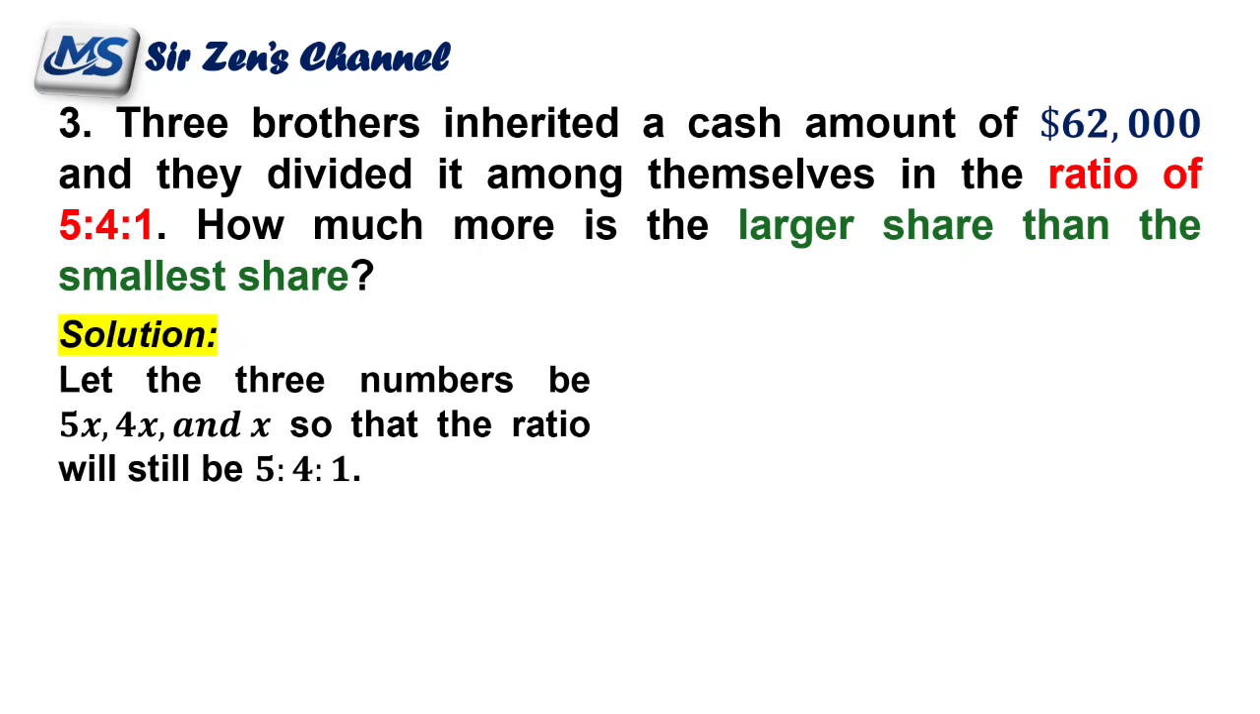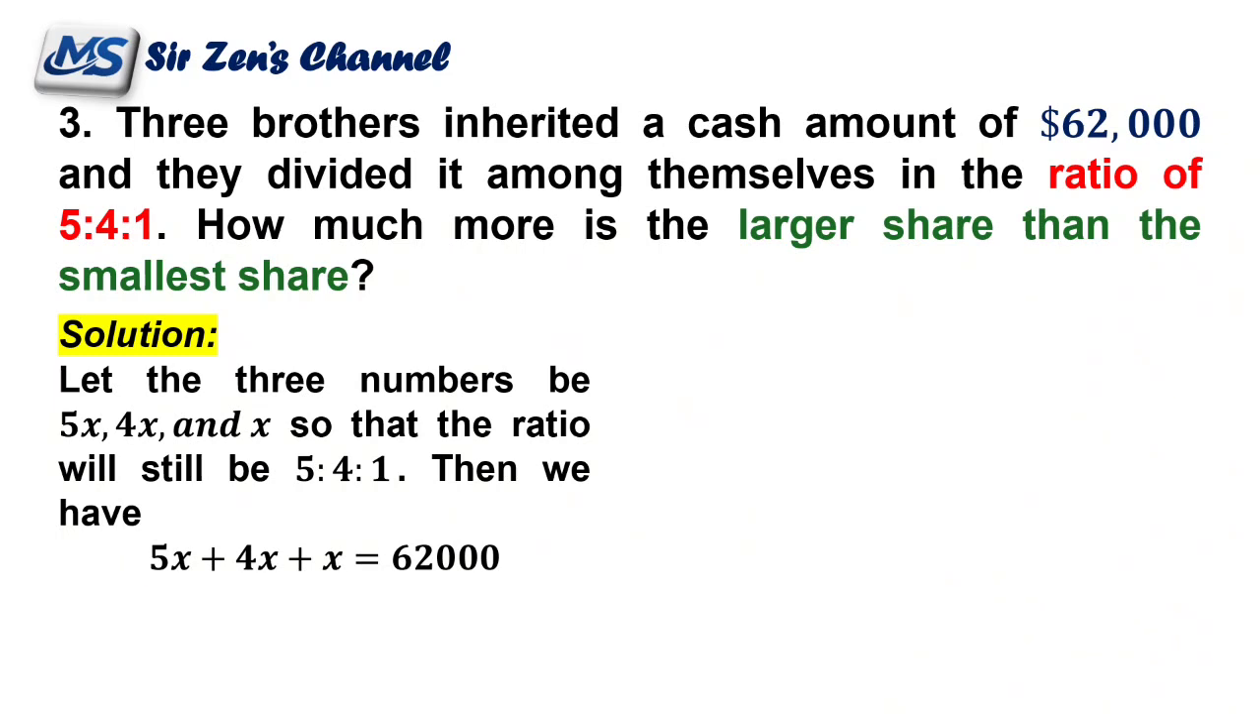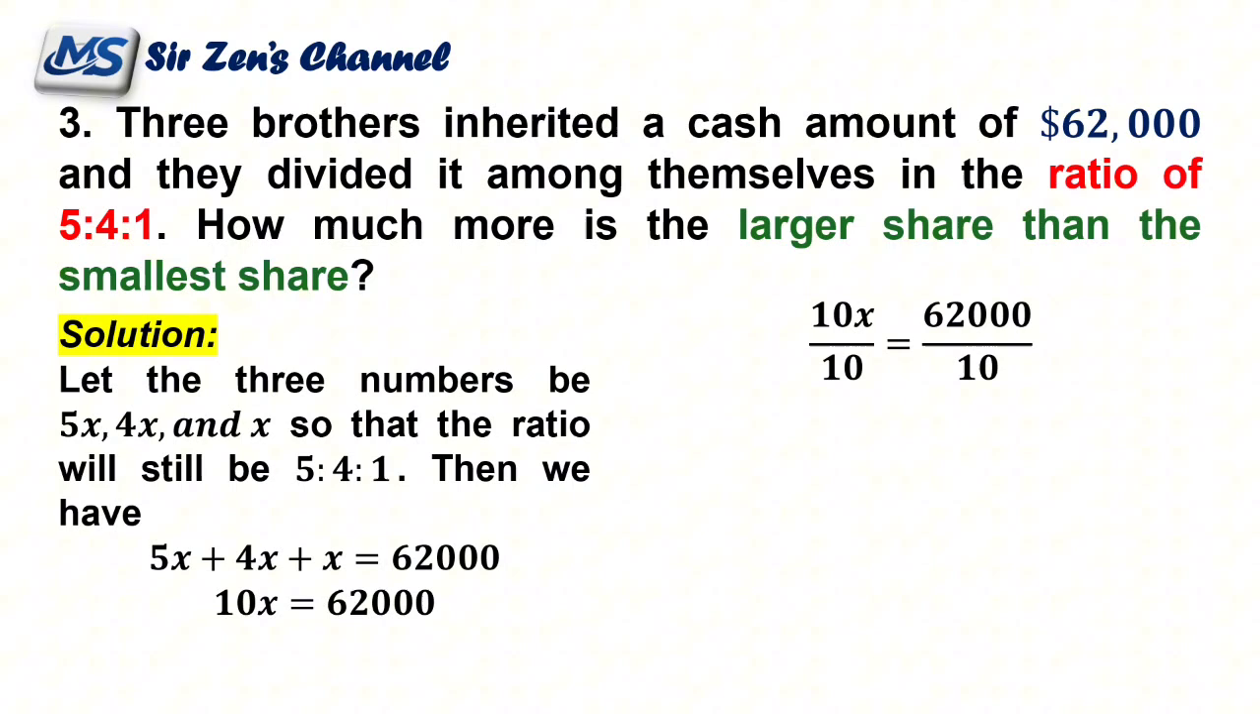Okay, so just add 5x plus 4x plus x, which is equal to 62,000. If we add that, we have 10x equal to 62,000. Just divide both sides by 10. So 10x divided by 10 is equal to 62,000 divided by 10. The 10 in the numerator and denominator cancel out, and 62,000 divided by 10, just cancel a 0.